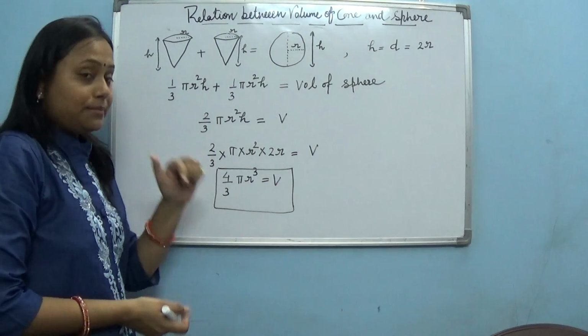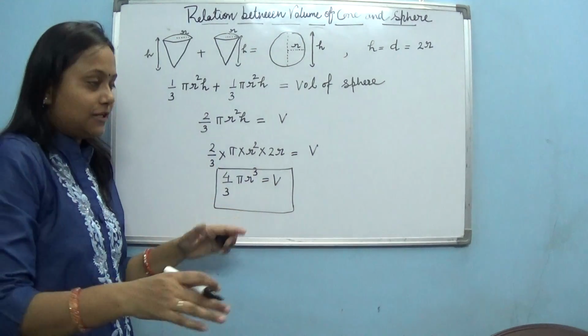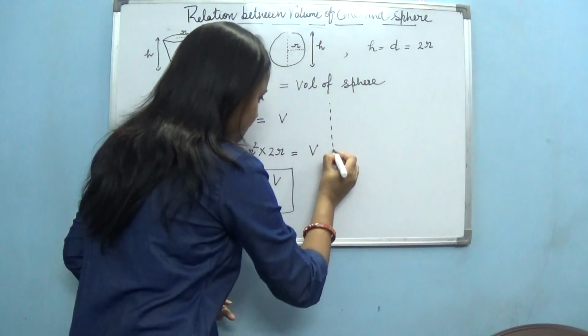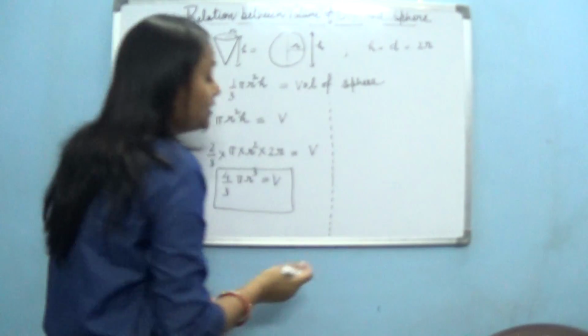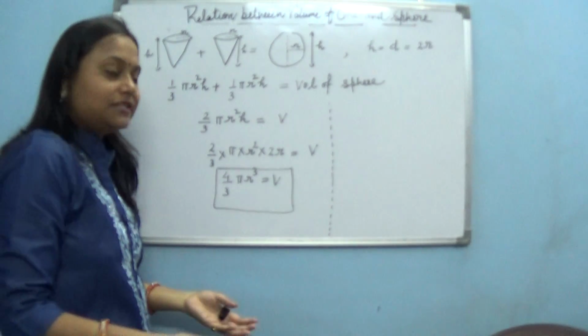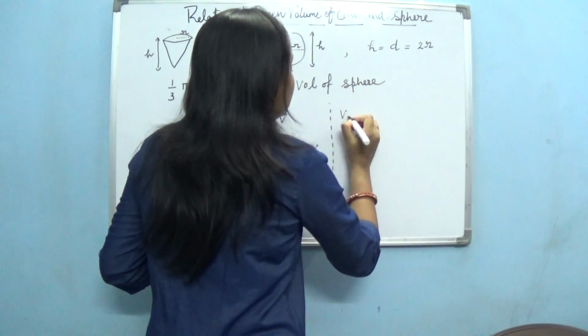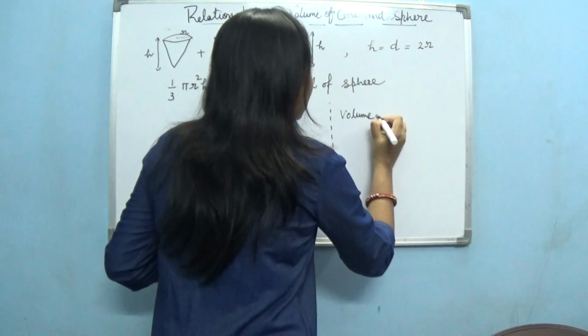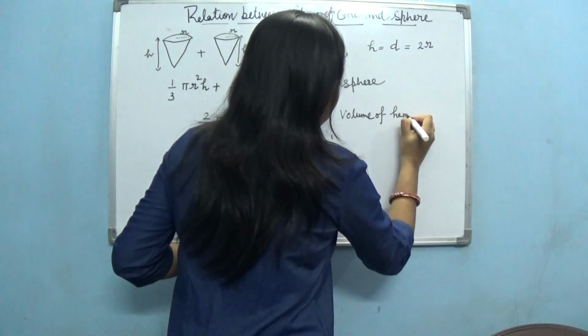If I am talking about a hemisphere, it means half of the sphere. It means half of the capacity of the sphere. So the volume of hemisphere.